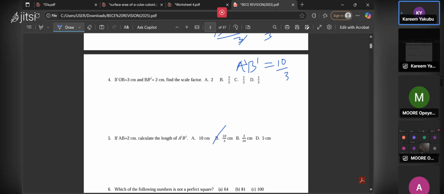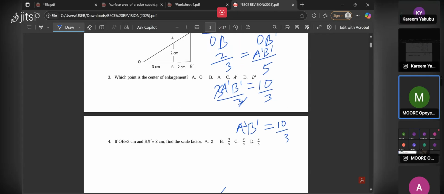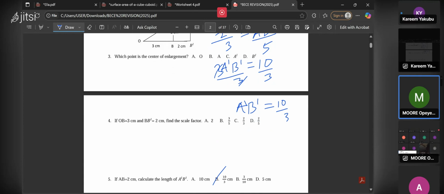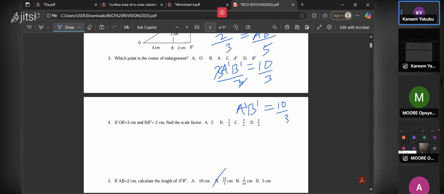Number 4: OB is 3 and BB prime is 2. Find the scale factor. So what is going to be the scale factor? OB is 3, then BB prime is 2, so the scale factor will be OB ratio OB prime. That's going to be 3 over 5. So the answer of this one is 3 over 5. Is that clear?